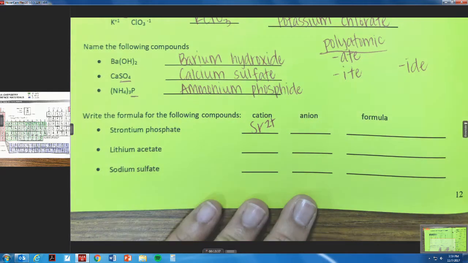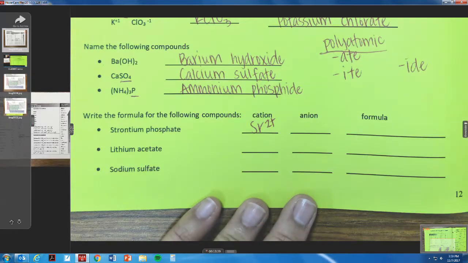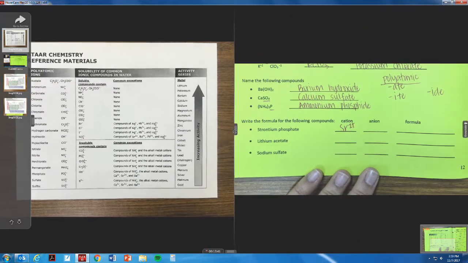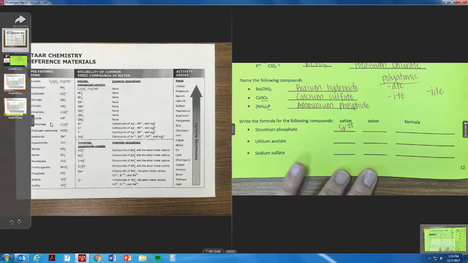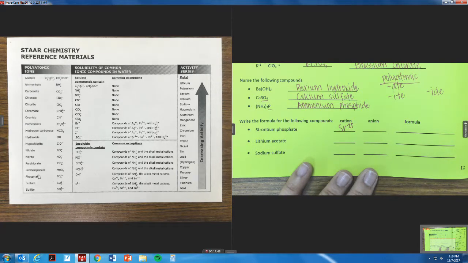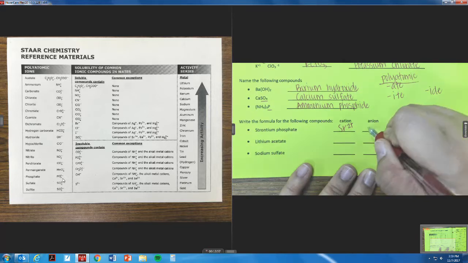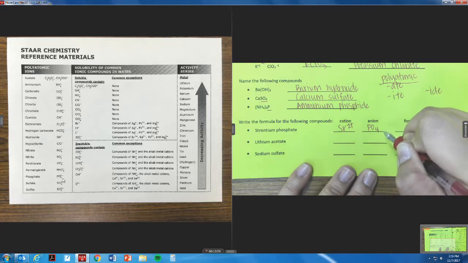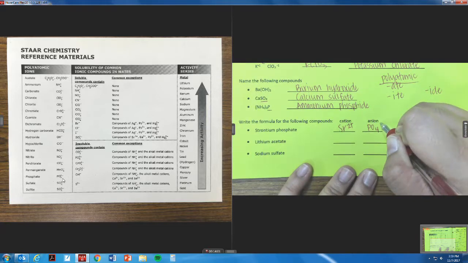Now my anion is going to be phosphate. So on the back of your periodic table, phosphate, I'm just going to leave it like this since we're going to be going back and forth a lot. So strontium, phosphate, phosphate is right here. So your anion is therefore PO4 with a charge of -3.